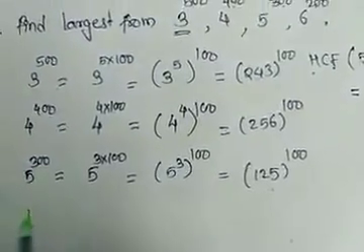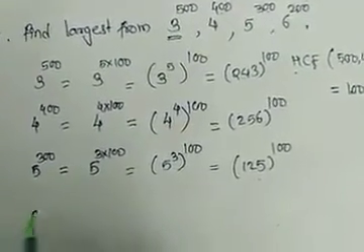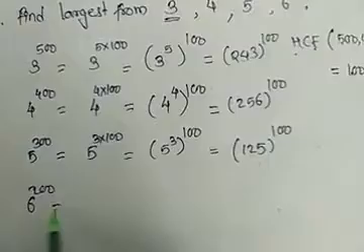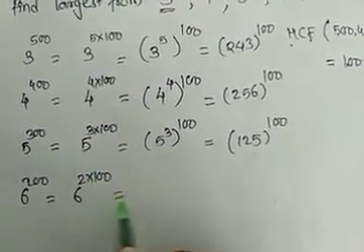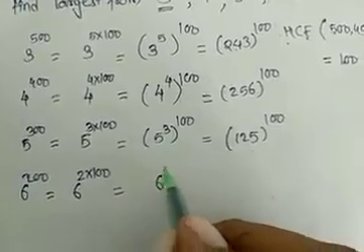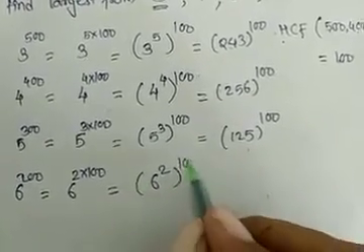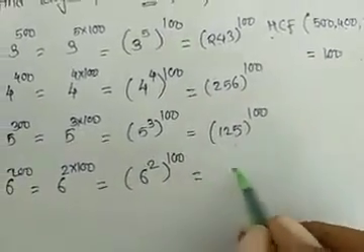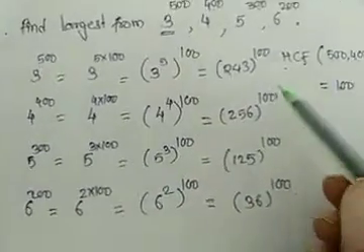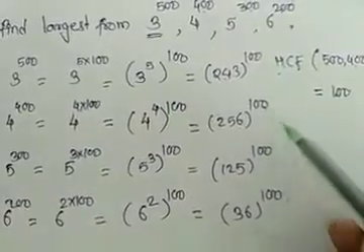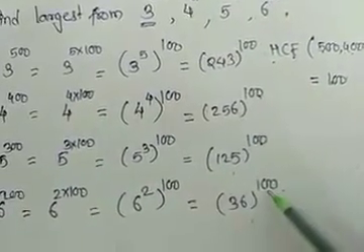Next it is 6 raised to 200, so it can be written as 6 raised to 2 into 100, which gives 6 square bracket raised to 100, which is 36 raised to 100. Here now the power of each is the same, which is 100.